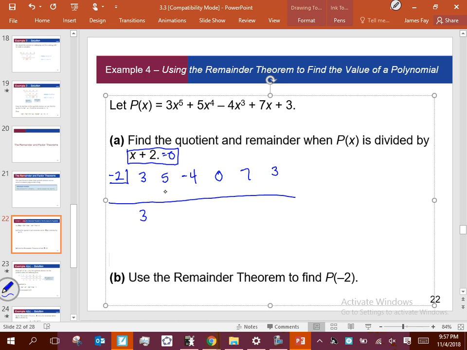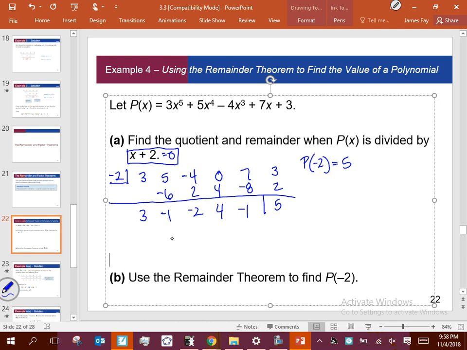Bring my 3 down. Multiply gives me negative 6. Negative 1 gives me 2. Negative 2, 4. Negative 8 here, so negative 1, and then 2, so it gives me a remainder then of 5. Okay, so we get a remainder of 5. So when we evaluate this thing at negative 2, the remainder theorem should tell us that we get a remainder of 5 back. So that's what they're trying to ask us down here, find p of negative 2.